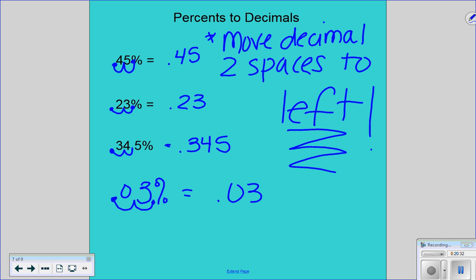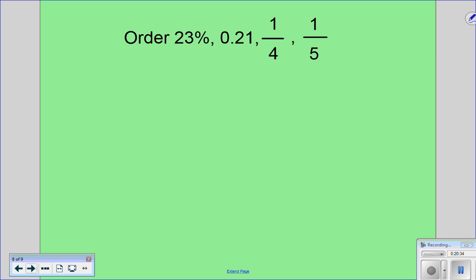Okay, I have one more slide. One more. What they're going to do on your homework today is they're going to ask you to order these from least to greatest. Okay, so what do we have in there? We have a percent, we have a decimal, and we have fractions. What do you think would be the easiest way to order these from least to greatest? Because off the top of your head, do you know which ones are greater than the other? No. Okay, so how can we order these from least to greatest?